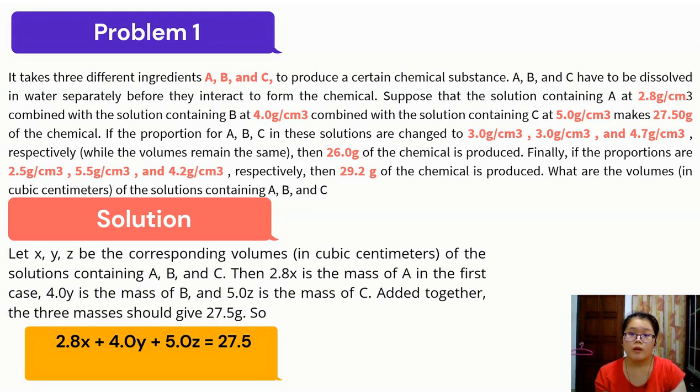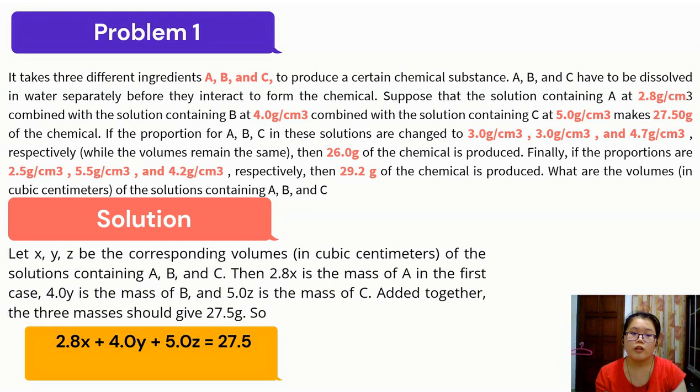First, suppose that the solution containing A at 2.8 grams is combined with the solution containing B at 4.0 grams and the solution containing C at 5.0 grams, which makes 27.5 grams of the chemical. This will become the first equation of this problem.